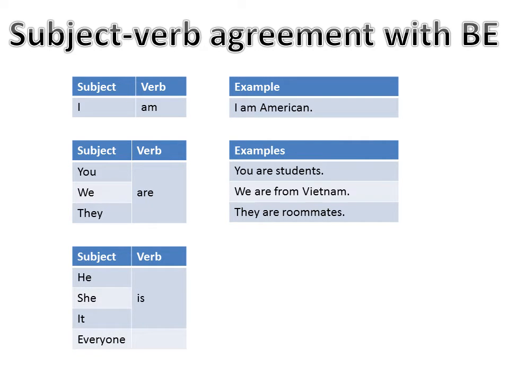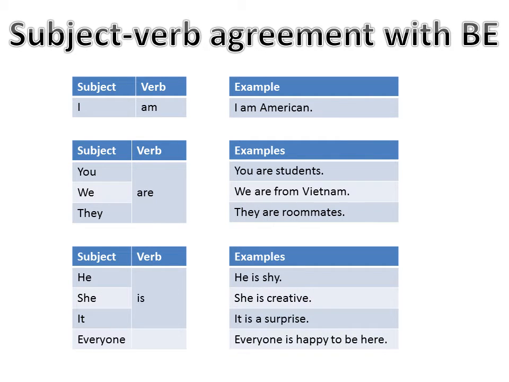Finally, if your subject is he, she, it, or pronouns like everyone, someone, something, the verb you need to use is is. He is shy. She is creative. It is a surprise. And everyone is happy to be here.